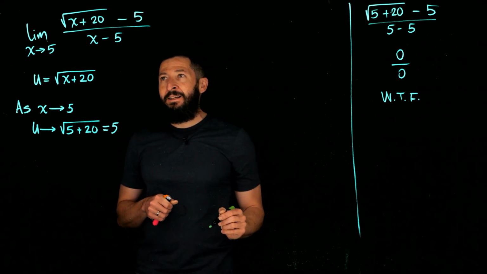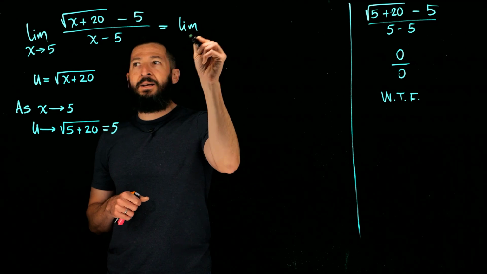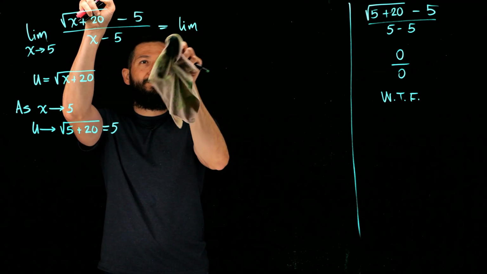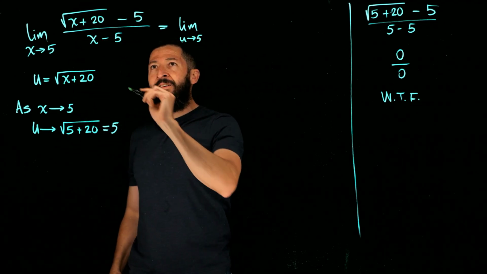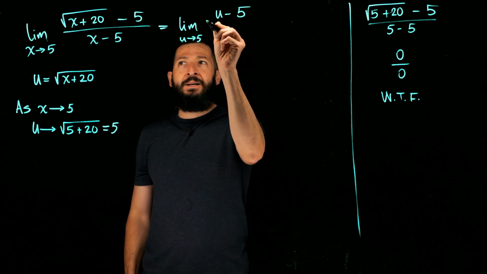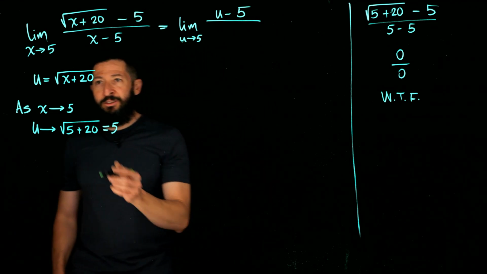So with that, we can rewrite this expression as the limit as u goes to 5 now. And instead of x, I'm going to write this as u minus 5. And right here, I have an x. So I have to replace that x with something else.